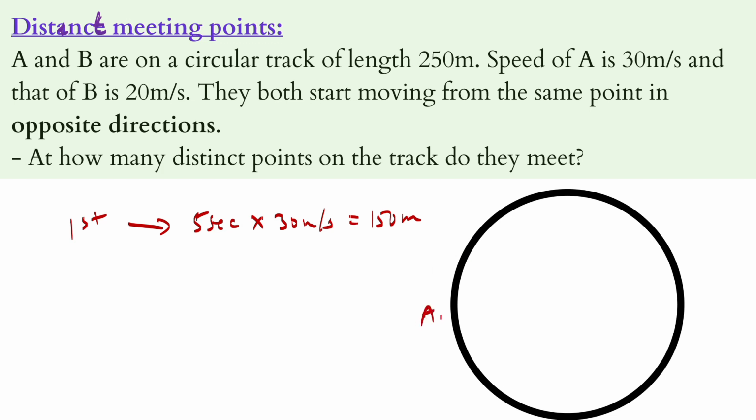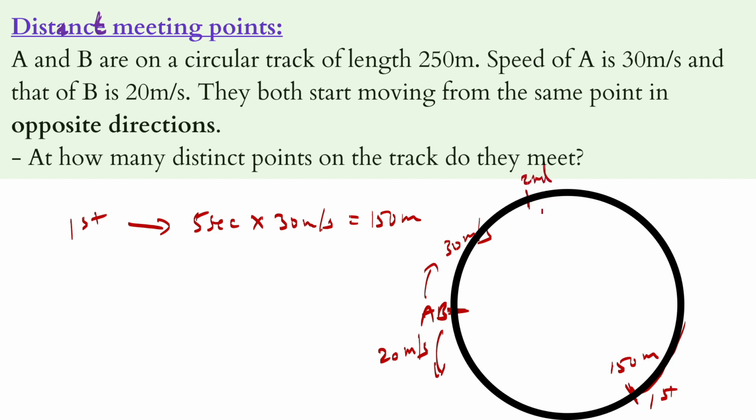See, this one is A, this one is B. A is moving in this direction at 30 meters per second, whereas B is in this direction, traveling at a speed of 20 meters per second. From the starting point to here, this is 150 meters. So this is the first distinct point where they meet, right? Now the second one is from here another 150 meters, that means from here to here. So this will be the second meeting point, right?